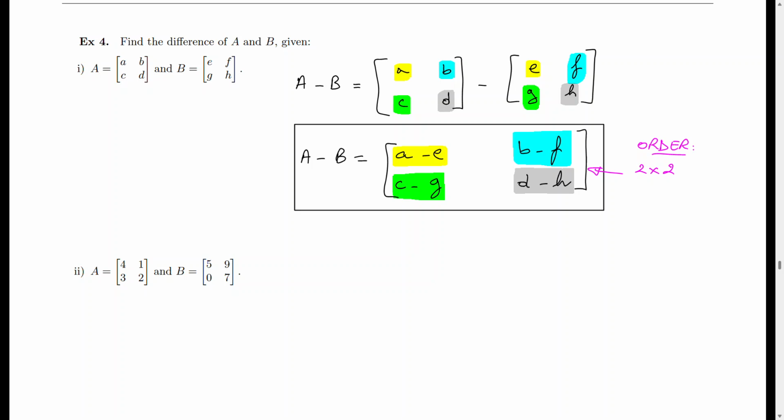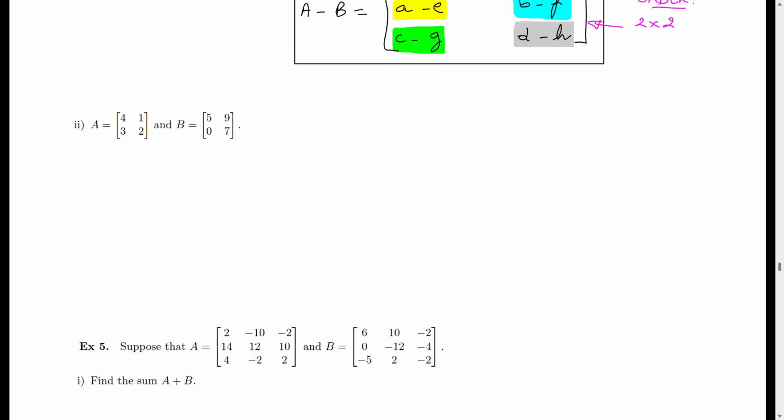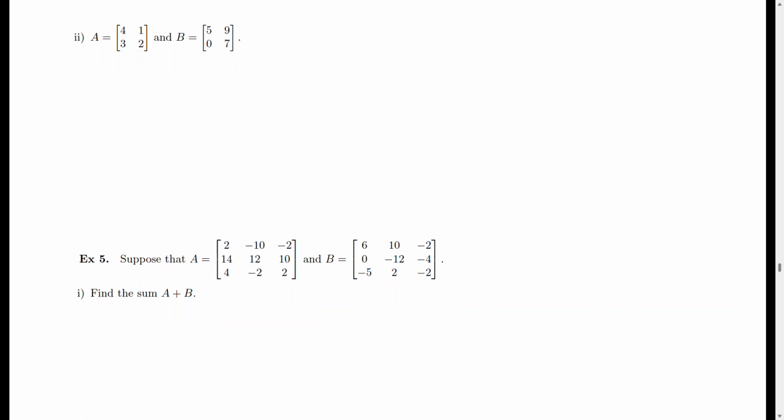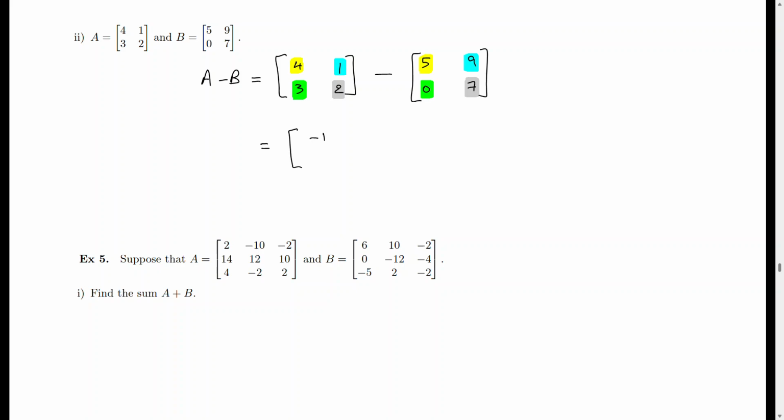Okay, so maybe it's a good idea for you to pause the video again and try to solve the next problem for part 2 before I give the final answer. So the matrix is 4, 1, 3, 2. The other matrix is 5, 9, 0, 7. Pause and see if you can find the difference A minus B. Okay, as before, you'll need to subtract the corresponding entries, and in this particular case, 4 minus 5 will be negative 1, 1 minus 9 will be negative 8, 3 minus 0 is going to be 3, and finally 2 minus 7 will be negative 5.